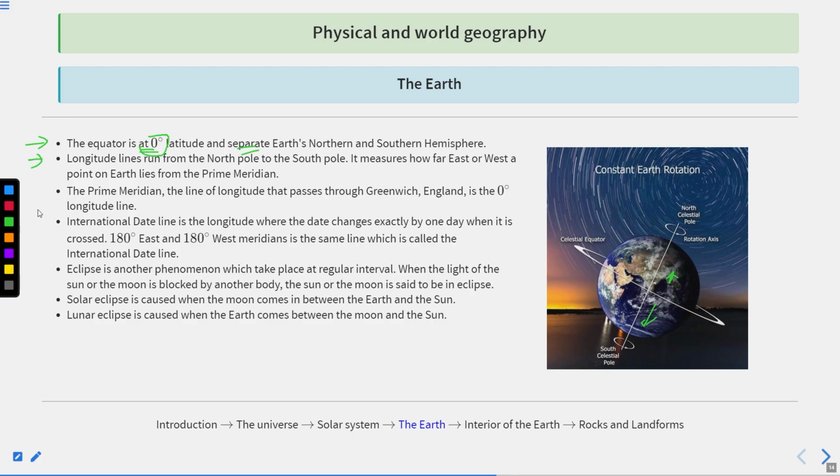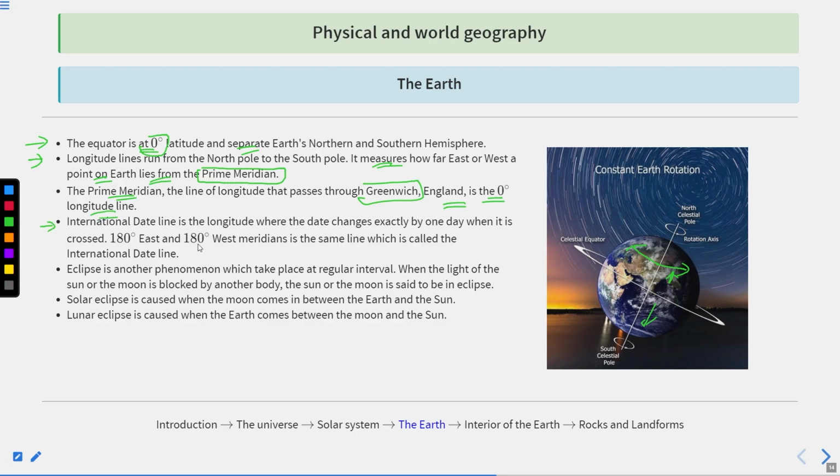Thereafter, the longitude lines. They run from the north pole to the south pole. Now you can see this is a longitude line. Okay. They measure how far east or west a point on earth lies from the prime meridian. This middle one is the prime meridian, and it shows how far west and how far east a place lies. The prime meridian, the line of longitude that passes through Greenwich, England, is the 0 degree longitude line.